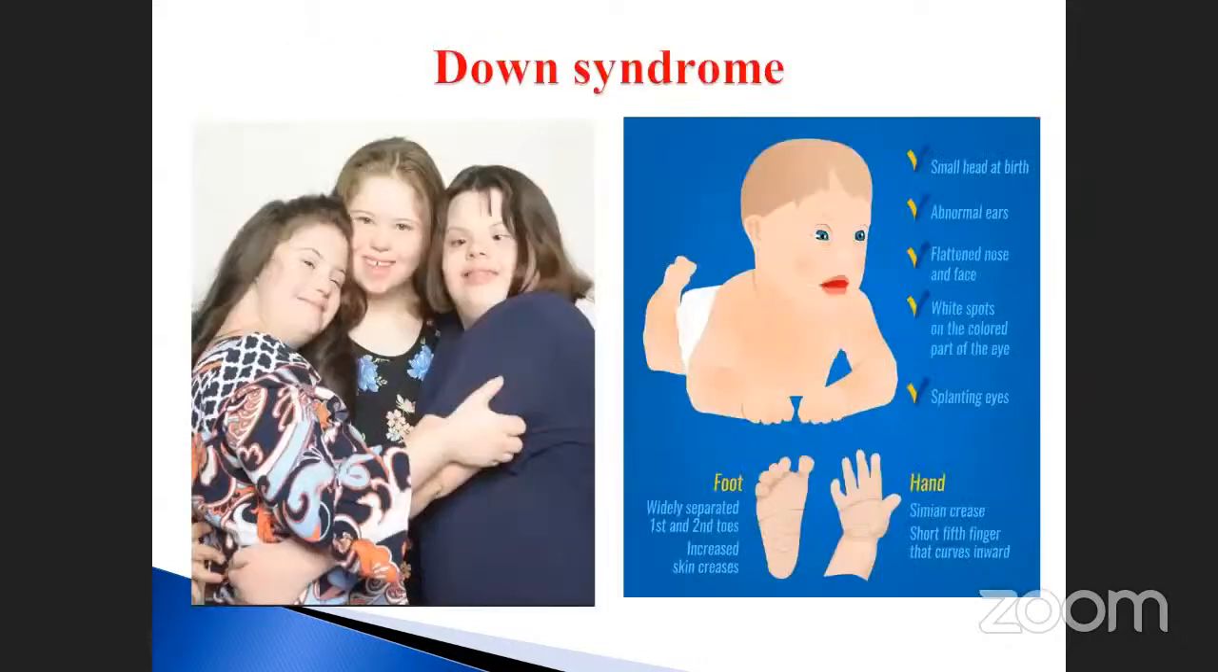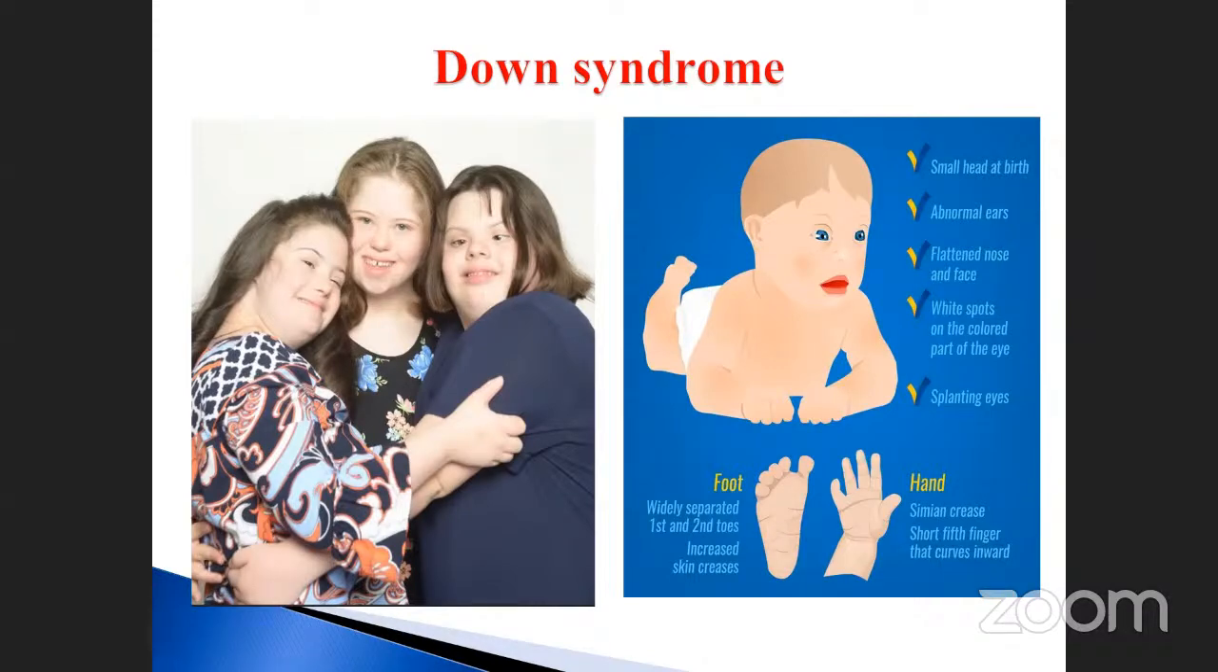See, these are the people. Already we saw it. So Down syndrome: a small head at birth, abnormal ears. See, the ear is very large in size. Flattened nose and face. The face looks somewhat like a Japanese face, not exactly. And white spots on the colored part of the eye.